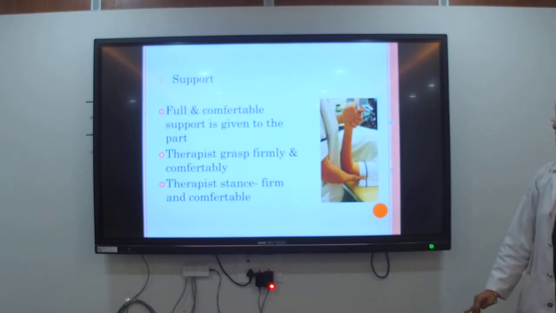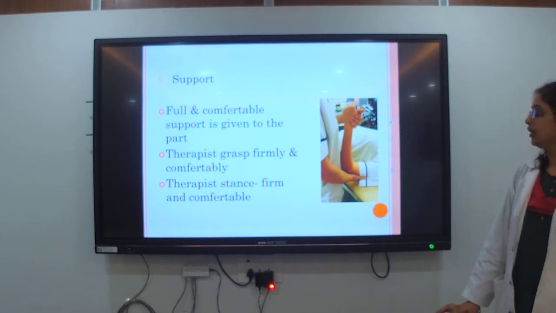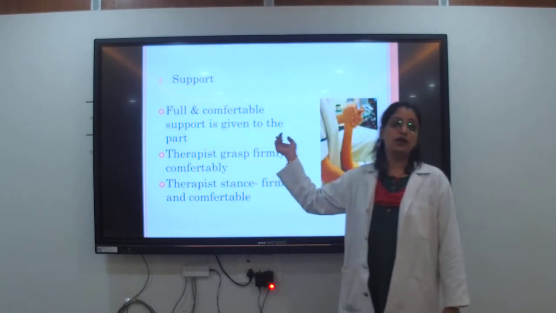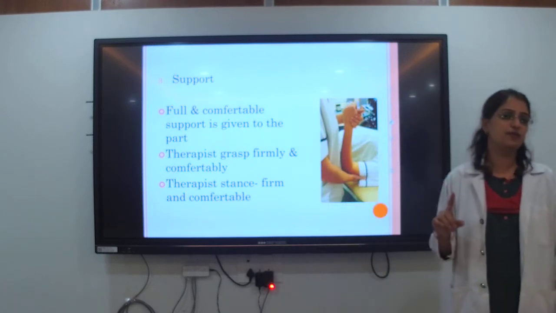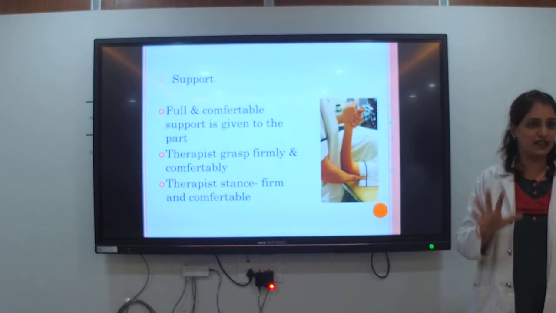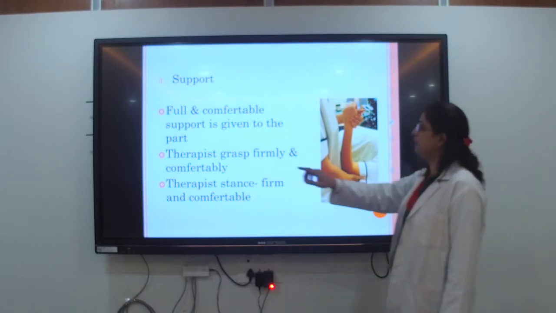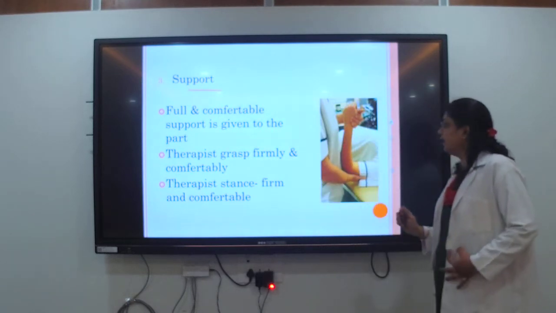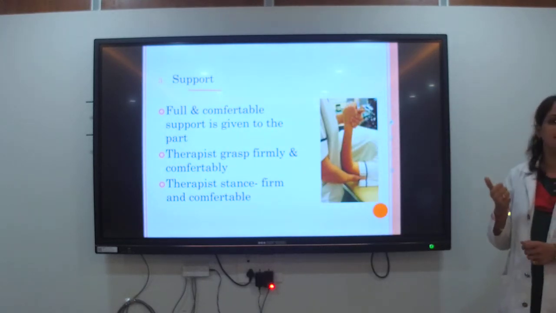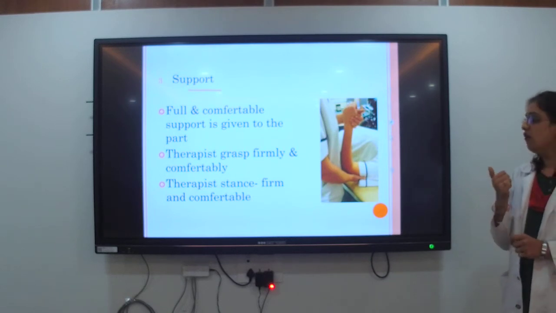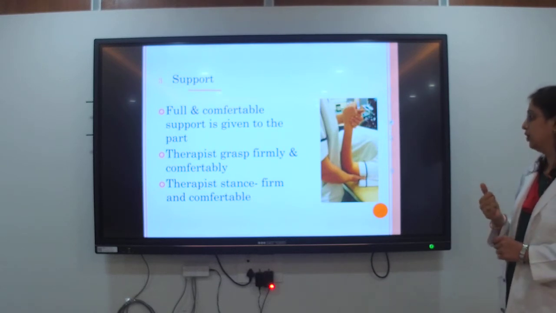Third principle is support. This support is given to the distal part. First the proximal part you have to fix, and you have to give support to the distal part. When you are supporting the distal part, your grasp should be firm and comfortable.